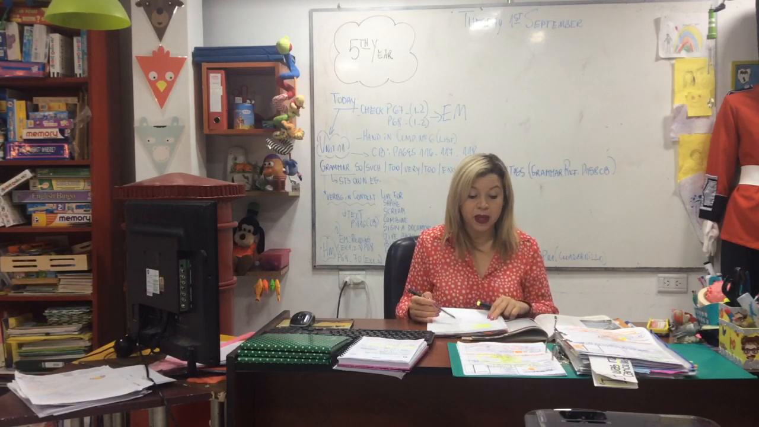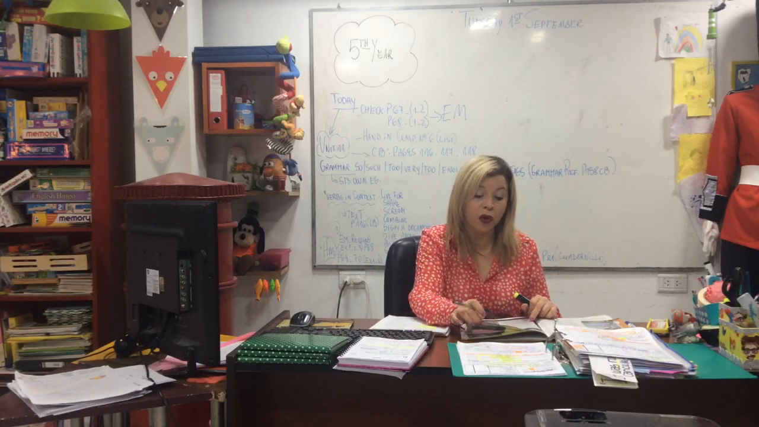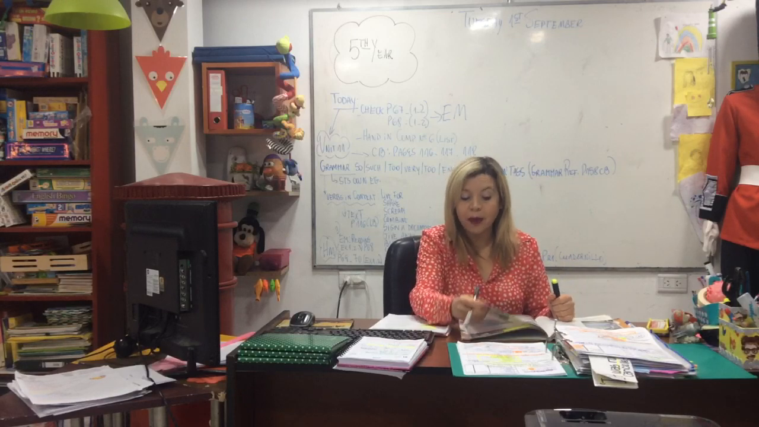So we have 1D, exercise 3. 1D, 2G, 3C, 4A, 5F, 6E. Don't skip the readings, por favor, porque después van a tener problemas en el reading. Okay, is it clear? Good.